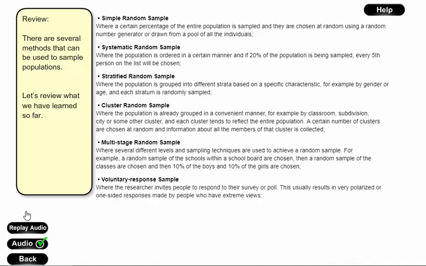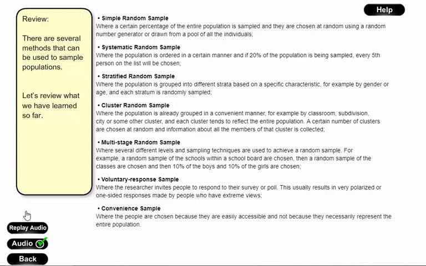Voluntary response sample. Where the researcher invites people to respond to their survey or poll. This usually results in very polarized or one-sided responses made by people who have extreme views. Convenience sample. Where the people are chosen because they are easily accessible and not because they necessarily represent the entire population.